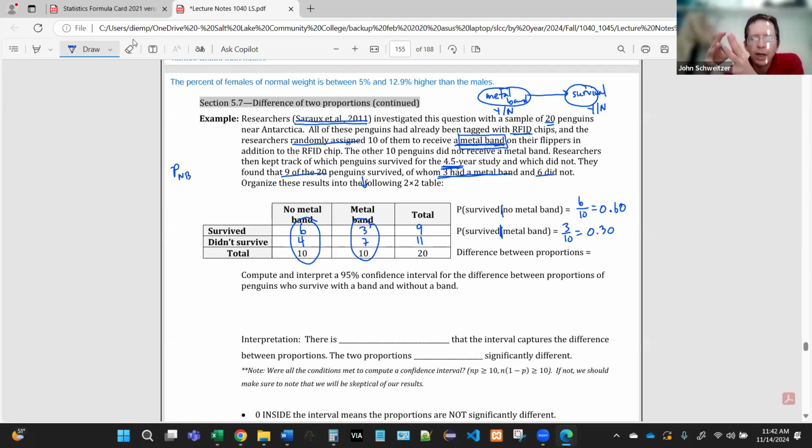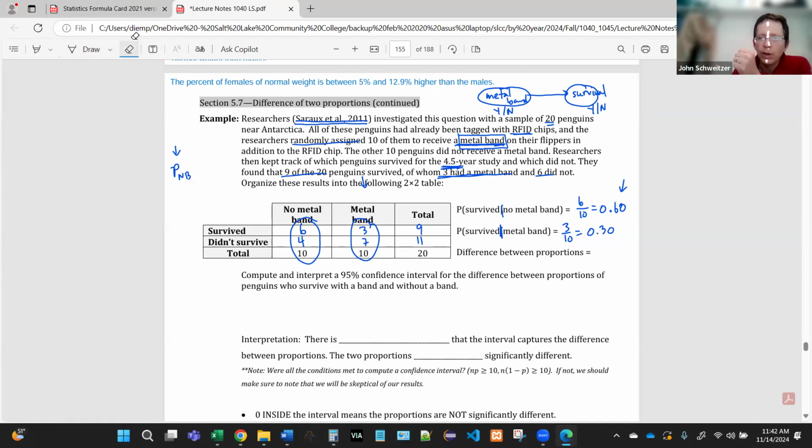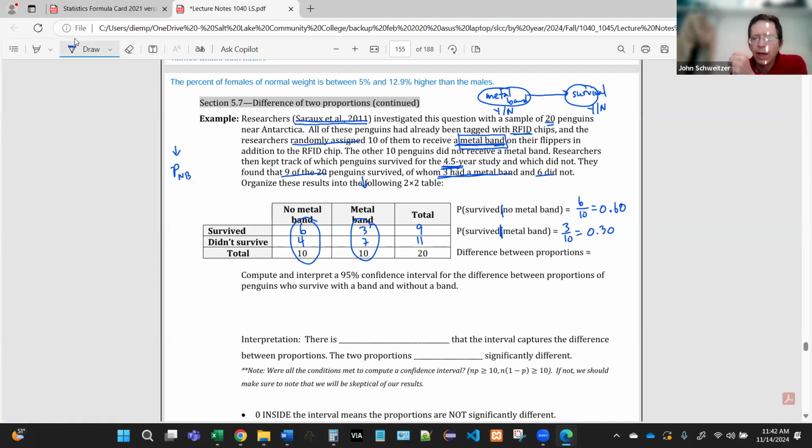So it's a bit of a thought experiment. You have to imagine all penguins, okay? And if all penguins didn't receive the metal band, what proportion of them would be alive after 4.5 years? That's what PNB would be. We don't know what that is because we can't study all penguins in the world, right? So our best bet, or the only option we have here, is to estimate it with a sample. So that's what we have here. This is P hat NB, the sample proportion of survivors without the metal band.